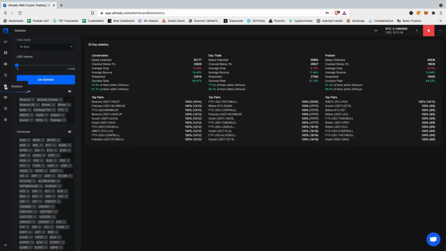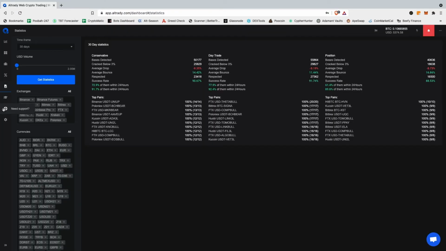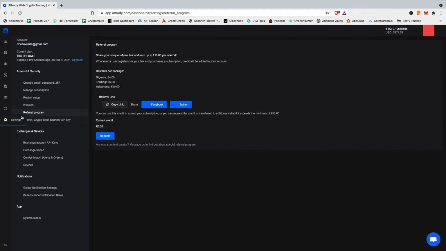And then these are statistics, because this is about the QFL. For the conservative, day trade and position trade, you can see what the statistics are on the returns and success rates. And these are the top pairs. Again, you can change these settings and everything, no problem at all. Same goes for the currencies. Crypto Academy is a place where you can learn, and then support is there, and then settings.